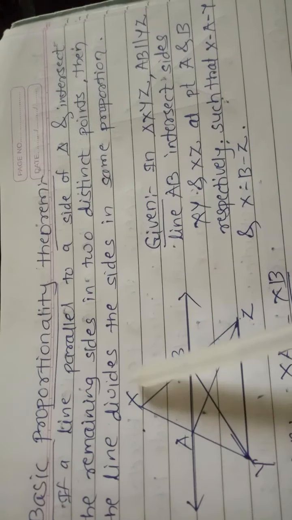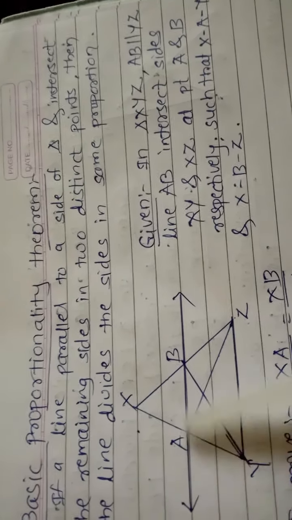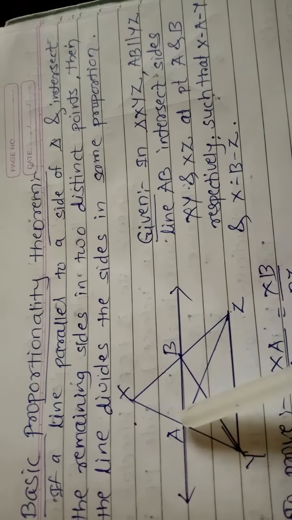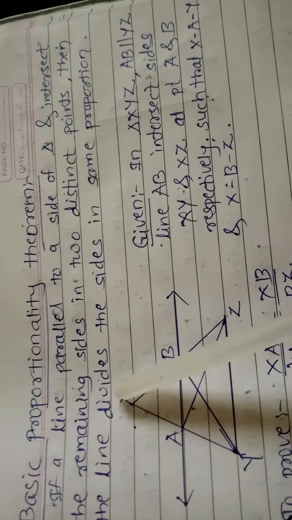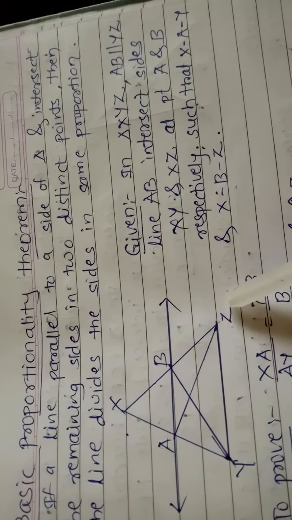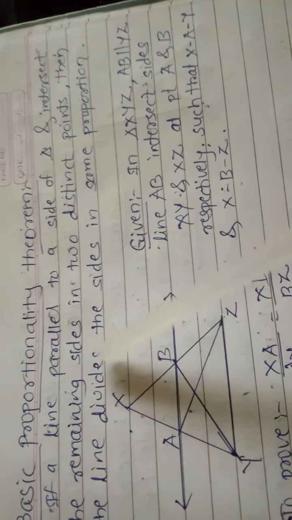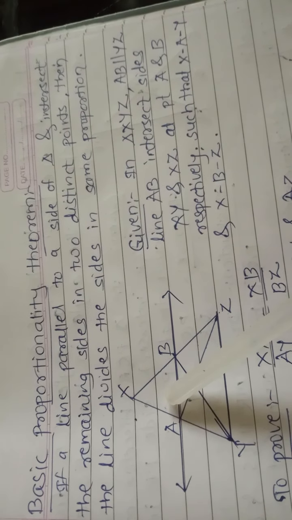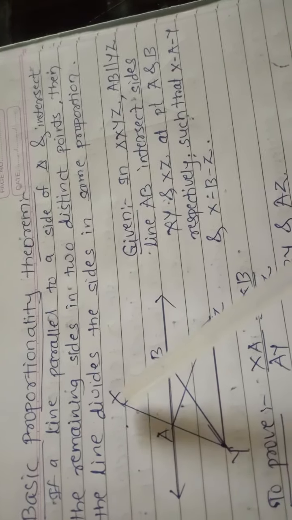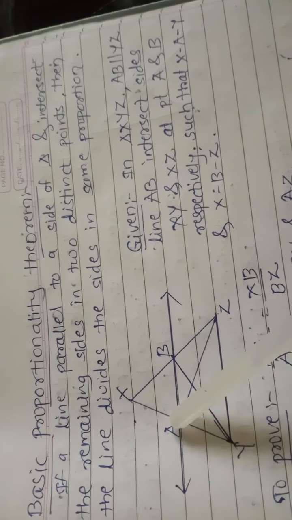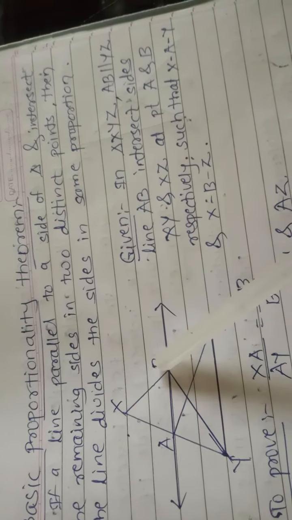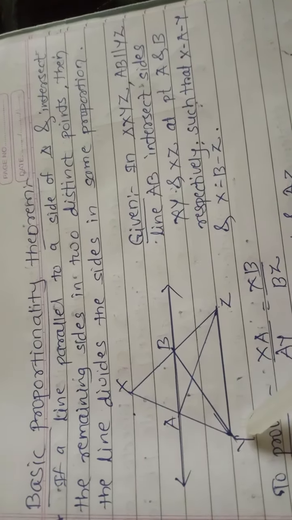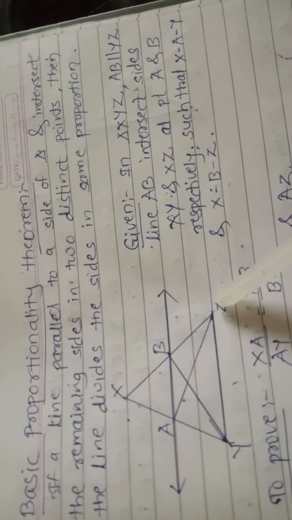So what is the meaning of this? This is a triangle, and this line AB intersects the sides of the triangle in two distinct points, that is A and B. The sides of the triangle are XY and XZ. If this line intersects these sides at distinct points A and B, then this line divides the sides in the same proportion. Meaning, XA upon AY and XB upon BZ, these two ratios are the same. That means XA upon AY is equal to XB upon BZ.